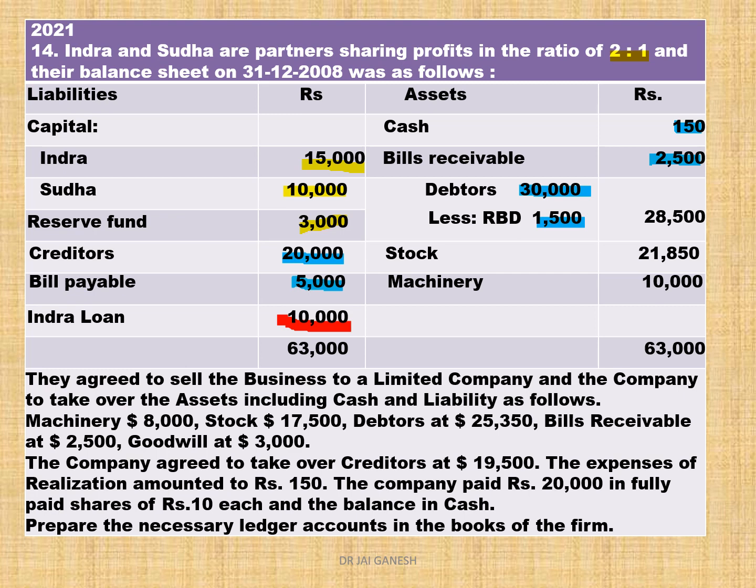Next we have stock 21,850 transfer to debit side of realization account. Machinery transfer 10,000 to debit side of realization account.